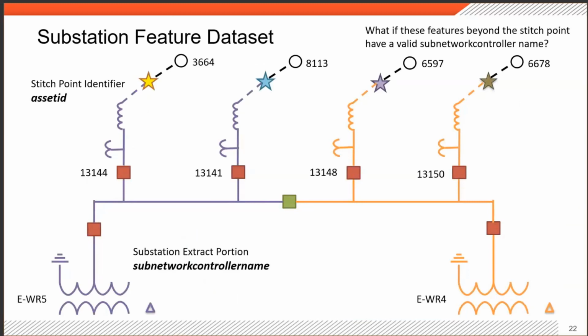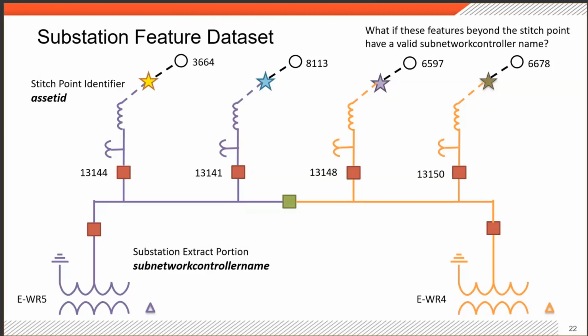So an example of these stitching points: we have this substation feature data set, and we're showing you here 2 transformers with maybe some circuit breakers that tie the bus together. And then circuit breakers that are traditional for the GIS would be items like 13144, 13141, 13148, those types of things. Then on downstream, it goes through a couple other features and then to those stars. And those stars are what's representing the stitching point.